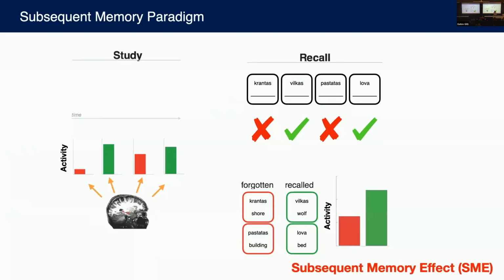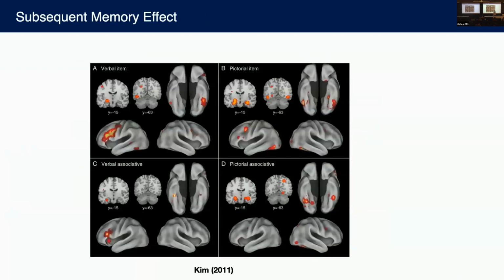Subsequent memory effect. This is a huge literature, with hundreds of studies on it. In 2011, Kim did a meta-analysis and showed that they're pretty reliable, at least in fMRI studies, which have been pretty common since the 90s. There are reliable regions of the brain that show differences in BOLD signal depending on whether you're looking at something that you're later going to remember or not. And these are well known to people in cognitive neuroscience of memory.